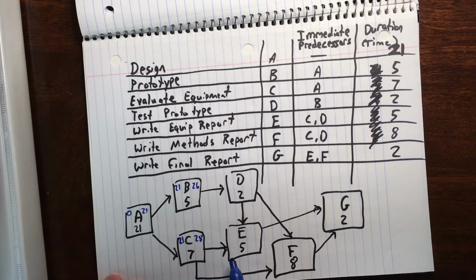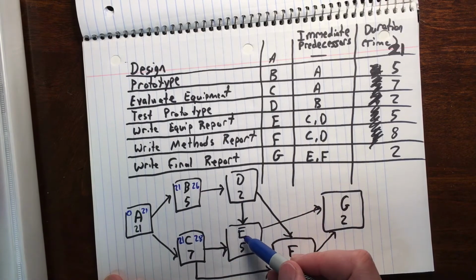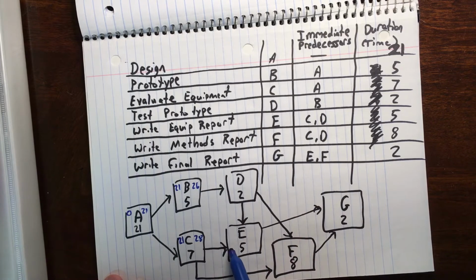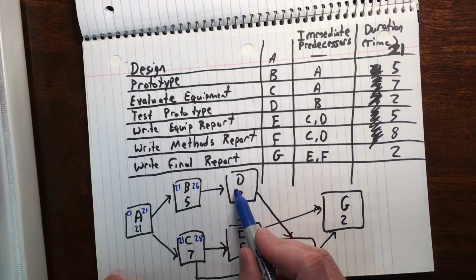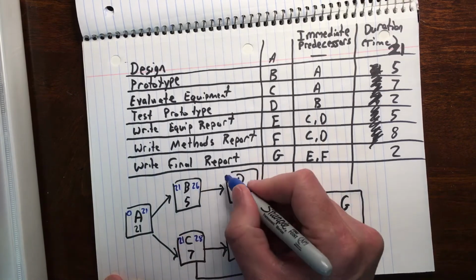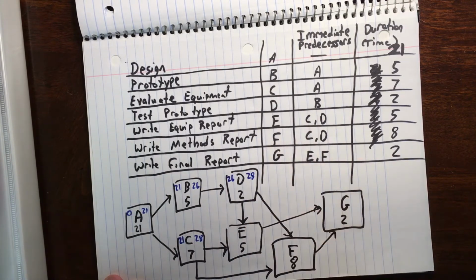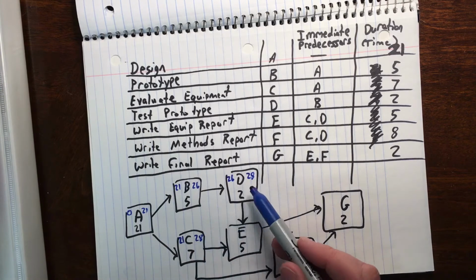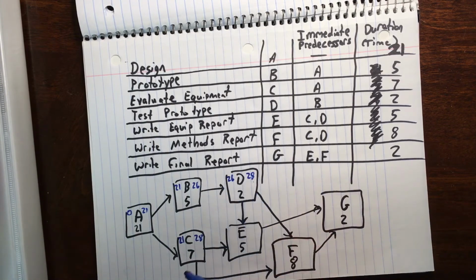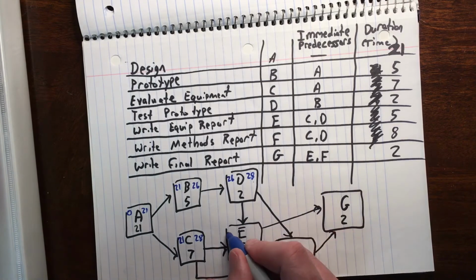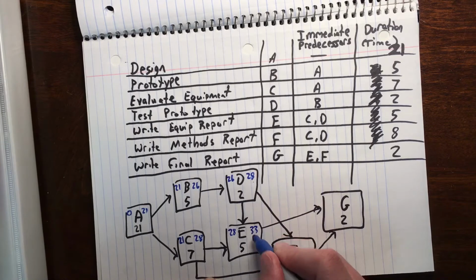Now I have to be careful. It looks like B and D, I can't go to E yet because C is not the only predecessor to E. First I have to know what D's time is. D will start on day 26 and will take 2 days. We'll finish on 28. Now these happen to be the same number. If they weren't, we would take the larger of the two, or the later of the two, and that's when we would start E. 28 plus 5 is 33.